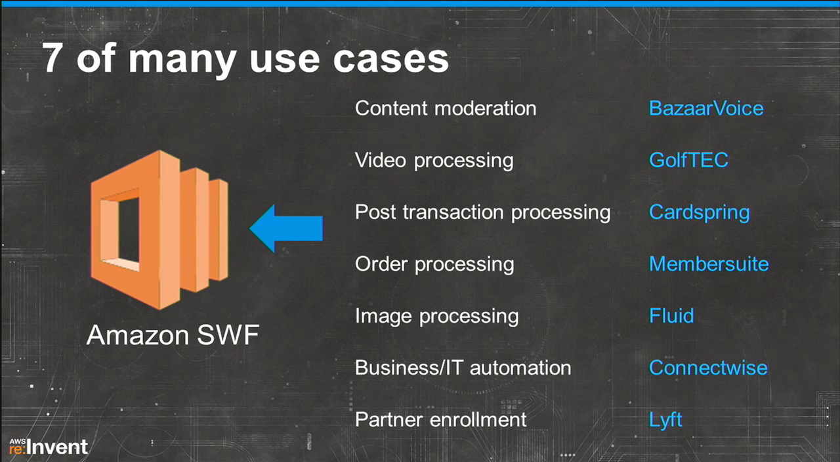The work that Jeff is doing with post-transaction processing in Cardspring is quite innovative and amazing, especially when having to interact with legacy infrastructure and legacy businesses. Member Suites order processing that Andrew talked about. Image processing with Fluid, business and IT automation for service providers with ConnectWise, and then partner enrollment with Lyft.